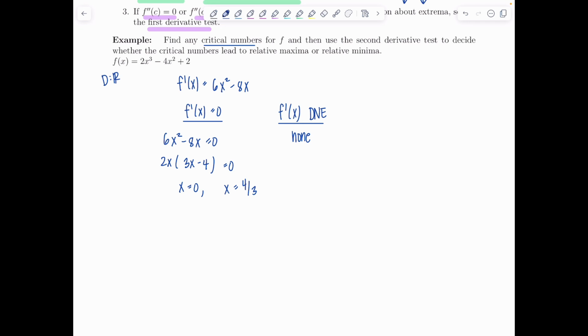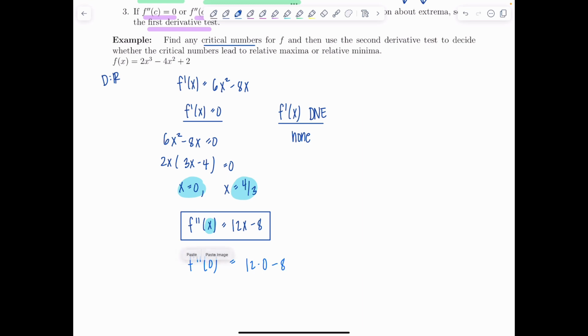And now, instead of making the number line, we're going to take the second derivative. So f double prime of x is going to be 12x minus 8. I'm going to plug in each of the critical numbers for x in my second derivative. So f double prime of 0 is 12 times 0 minus 8. That's negative 8. So since the second derivative is negative, the graph is concave down there. And I already know since the first derivative is 0, the tangent line is horizontal. And that means f of 0 is a relative max. What's f of 0? It's just 2. Let me tell the people all the info.